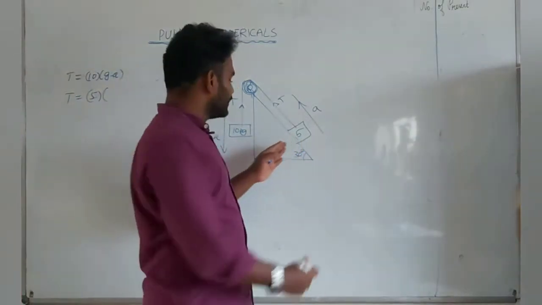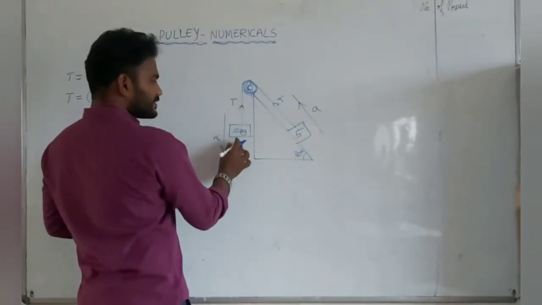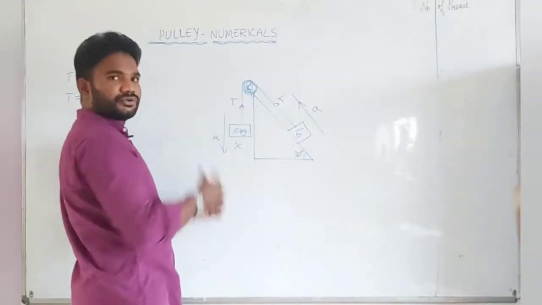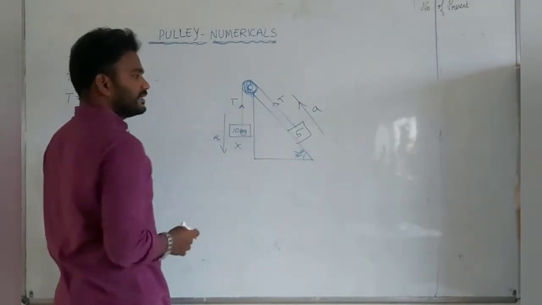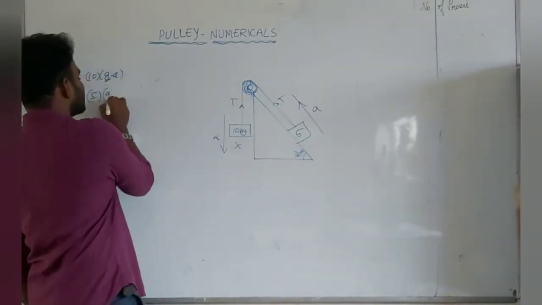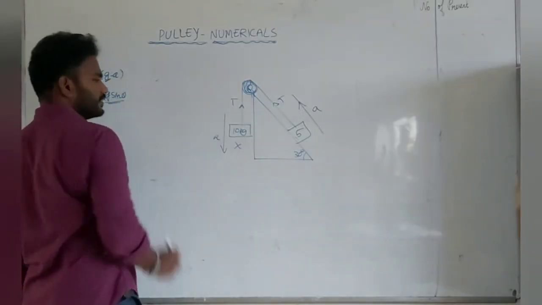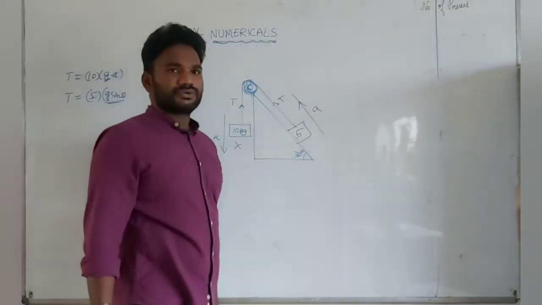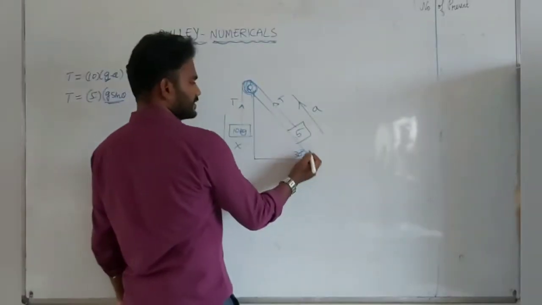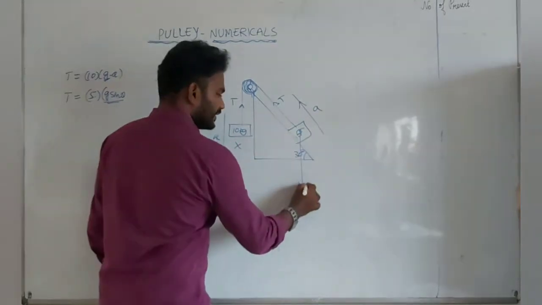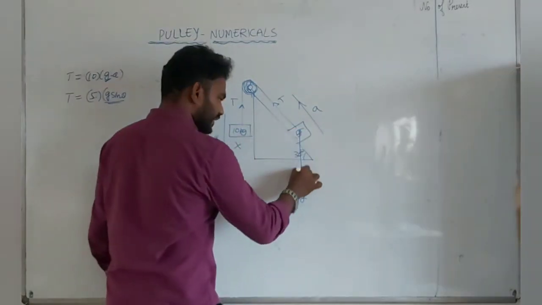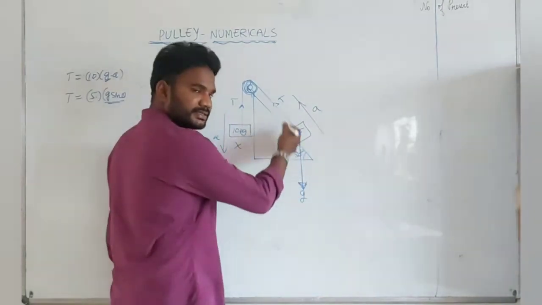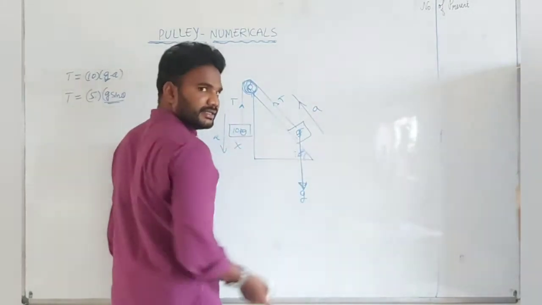So far it does not have inclination, that's why I directly took it here. But it has inclination. Whenever it has inclination, instead of G we should use G sin theta. Very important point. Why? Because, see guys, here G will be acting this side. That is, mg will be acting this side.